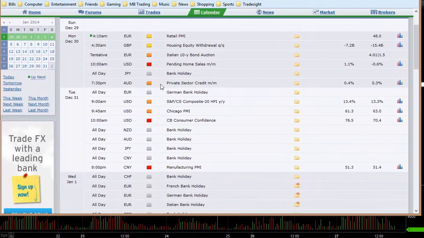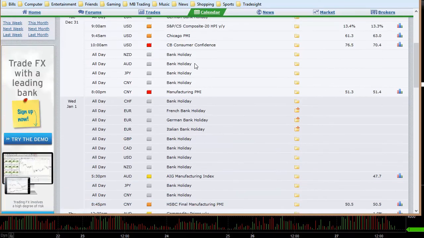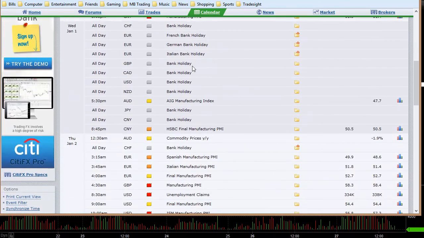So here's a look at the data this week. Sunday, no data. Europe's retail PMI, UK's housing equity withdrawal, Europe's Italian 10-year bond auction, pending home sales out of the U.S., bank holiday in Japan. Japan's on bank holiday all week. German bank holiday one day early, and then we go into Chicago PMI and consumer confidence in the U.S. on Tuesday. Bank holidays all the way around as everybody takes off for New Year's.